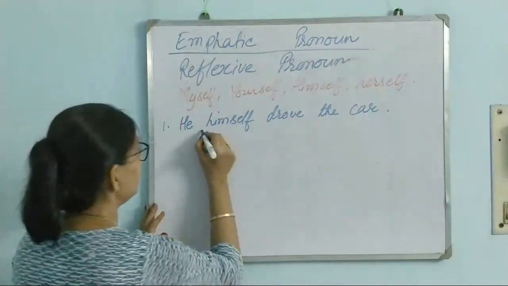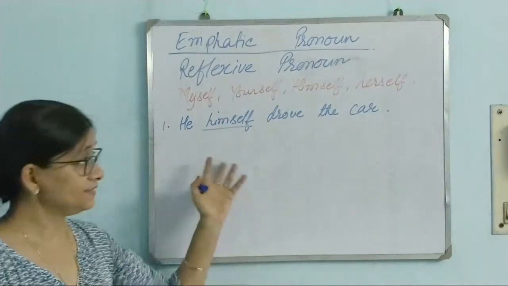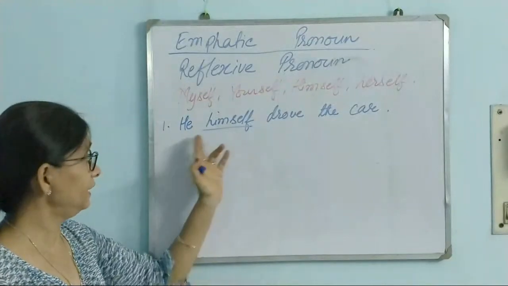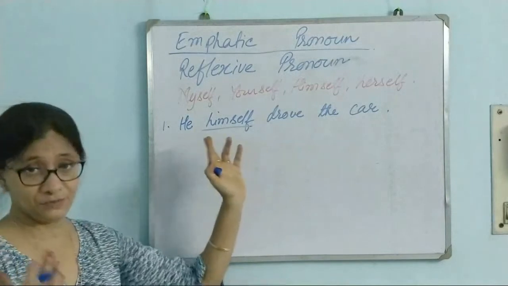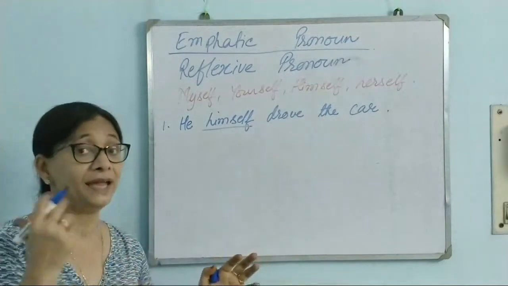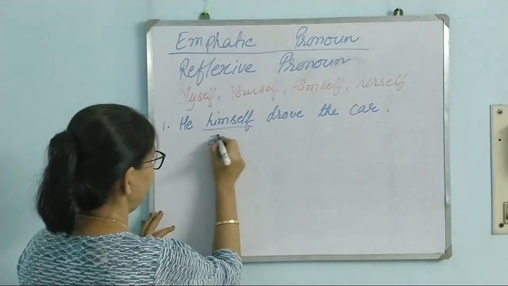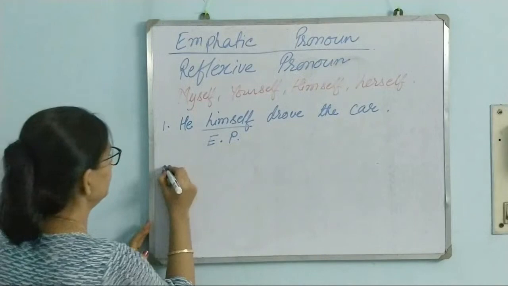So, what is himself used as here? Is the sentence complete without himself? I think it is. He drove the car. It also gives a complete meaning. But if we use he himself, it adds some strength, emphasis. So here it is doing the work of providing emphasis. So it is emphatic pronoun. Okay? Now.